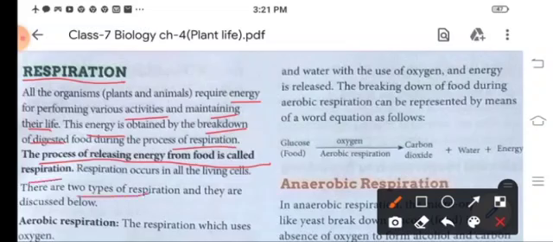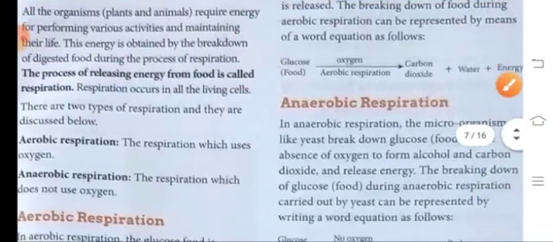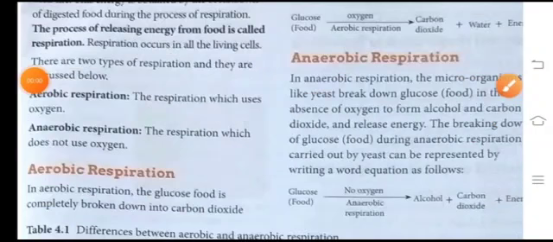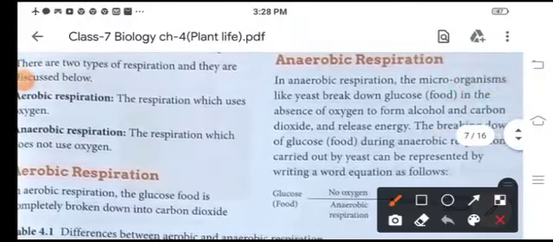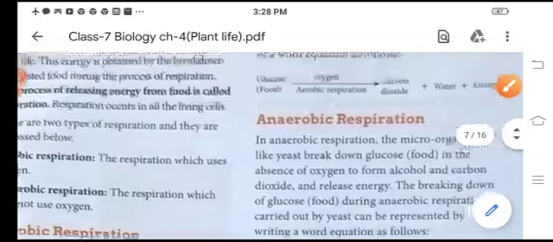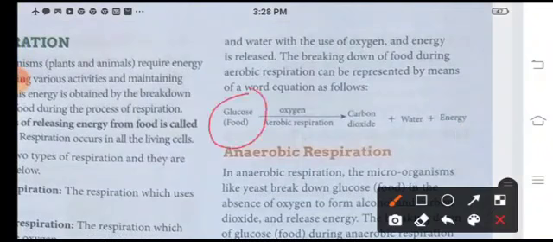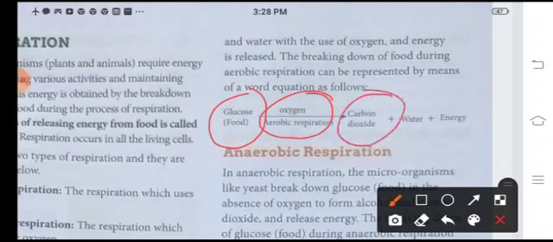Now, there are two types of respiration, aerobic respiration and anaerobic respiration. Aerobic respiration uses oxygen, and in anaerobic respiration, oxygen is not used. Coming to aerobic respiration, complete oxidation of food takes place, or complete breakdown of food takes place into carbon dioxide, water and energy. Now, here see, glucose, this is a food, and in the presence of oxygen, it liberates carbon dioxide, water and energy.